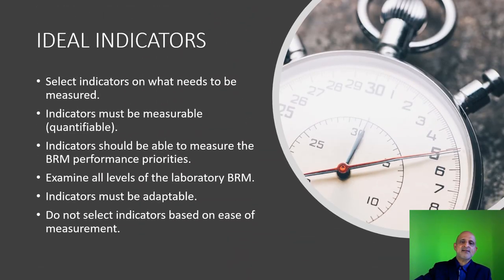The ideal indicator should be selected based on what needs to be measured. For instance, the number of accidents is an indicator which implies or determines the level of compliance with existing standard operating procedures at your respective facility. Indicators must be quantifiable. Indicators should be able to measure the performance priorities. It should examine all the levels of laboratory biorisk management, adaptable to different situations. And indicators should not be selected based on ease of measurement.